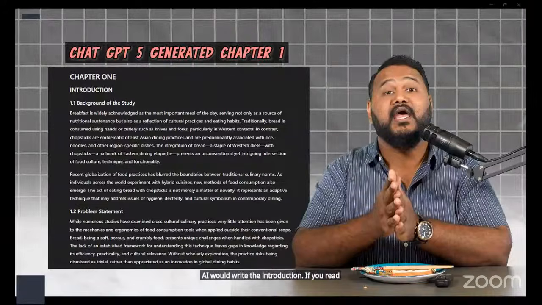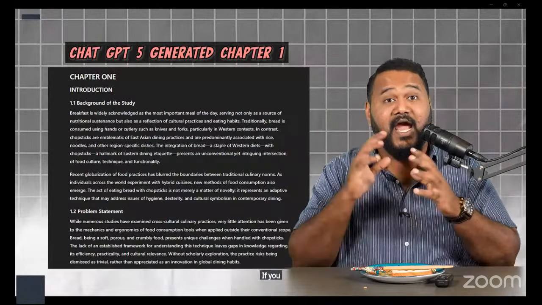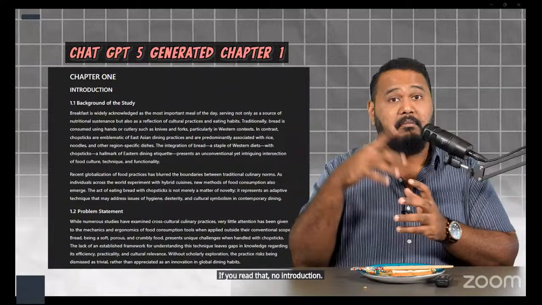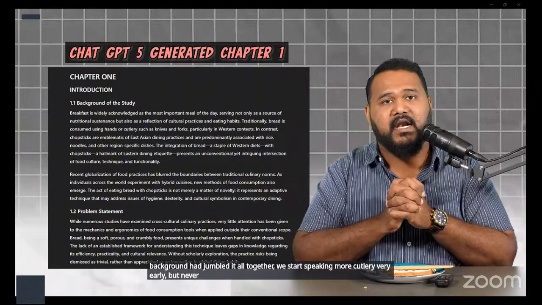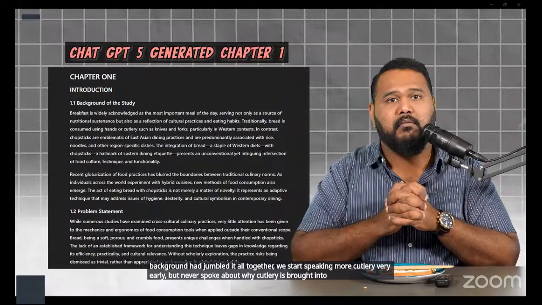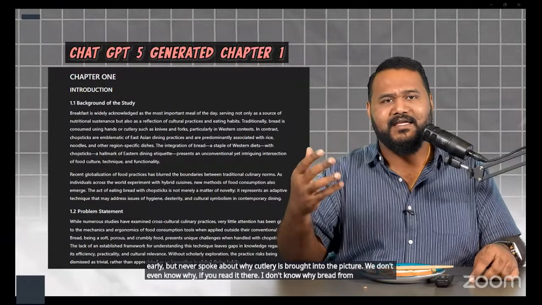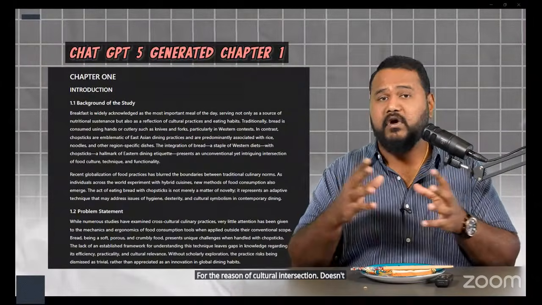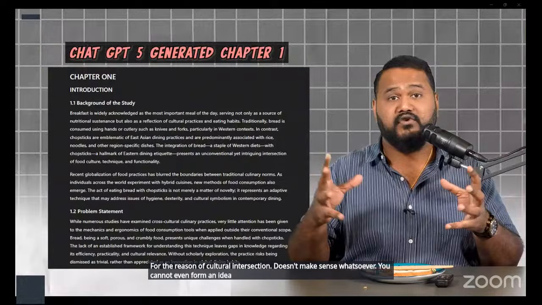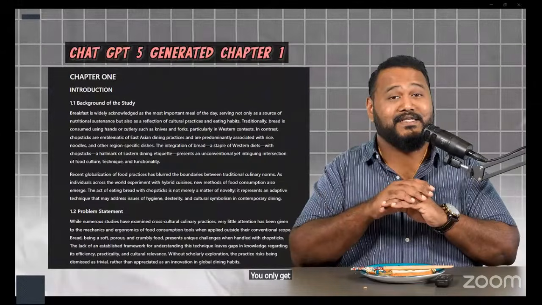If you read what ChatGPT 5, PhD level ChatGPT, had given, there is no introduction, the background is jumbled all together. We start speaking about cutlery very early, but never spoke about why cutlery is brought into the picture. We don't even know why. I don't know why bread from Western diets was combined with chopsticks for the reason of cultural intersection. It doesn't make sense whatsoever. You cannot even form an idea. And worst of all, look at the problem statement.